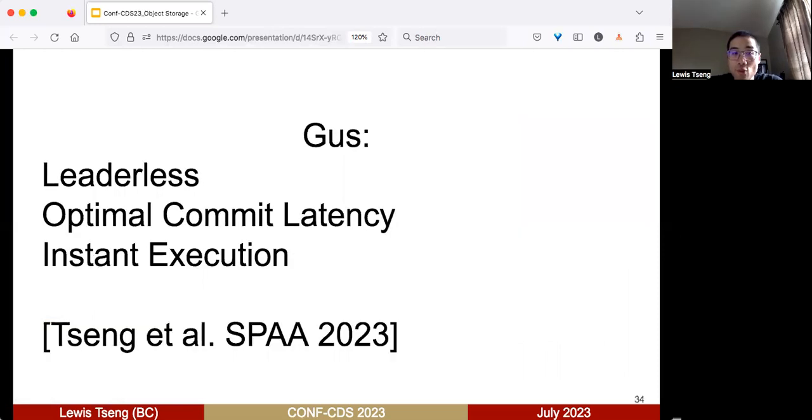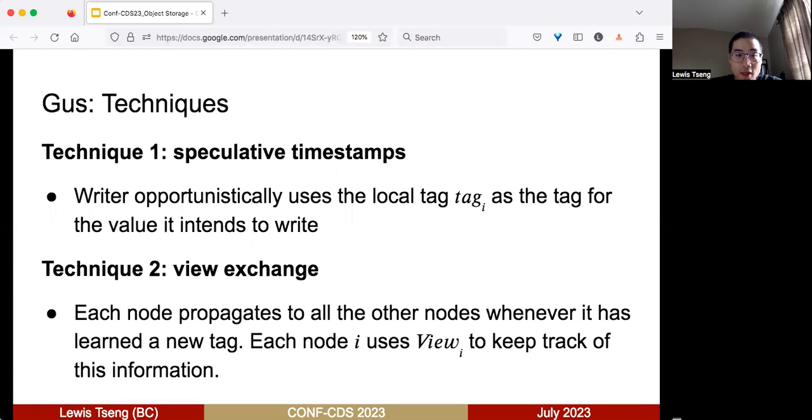So to sum up, what's GOS? It's a leaderless design. It has optimal commit latency, and it has instant execution. It's the first system that achieves all these 3 properties. And then what are the techniques? The first technique is that we have speculated timestamp. In prior systems, the server needs to contact others to figure out the timestamp. But for us, the writer opportunistically uses the locally known timestamp as the timestamp for the operation. And in deployment, this is a really good trick.